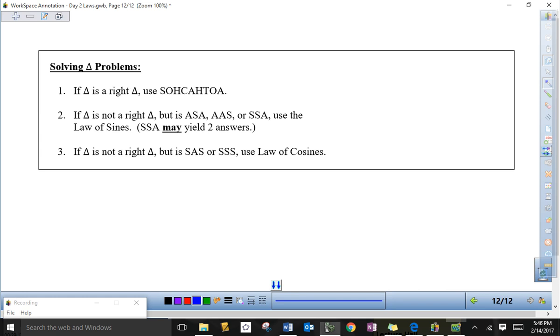If not, then you have to decide whether it's going to be law of sines. Okay, that's the angle, side, angle, angle, angle, side, or side, side, angle. Okay, remember that this last one might have two answers for your angles there. Or law of cosines if you're given three sides or two sides and their included angle.